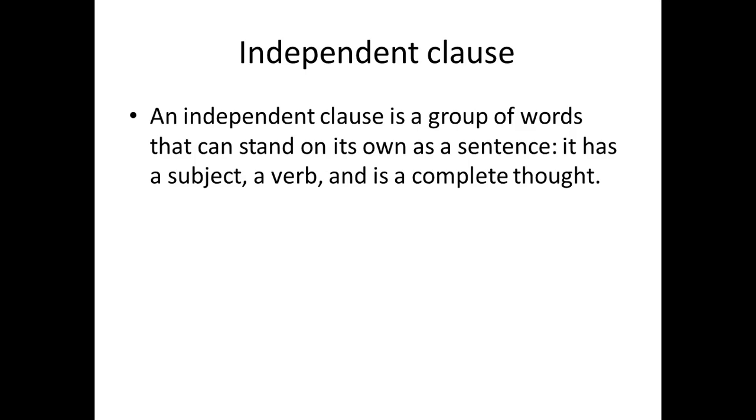So what is an independent clause? As the name mentions, independent means it can stand on its own. It is free. So it is a clause according to the definition. An independent clause is a group of words that can stand on its own as a sentence. It has a subject and a predicate, and it gives a complete thought.